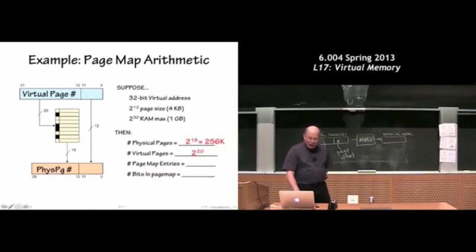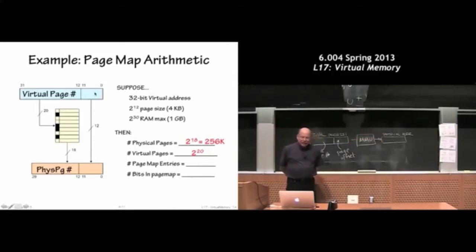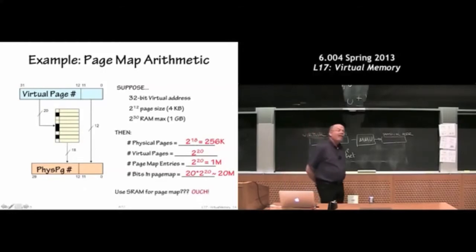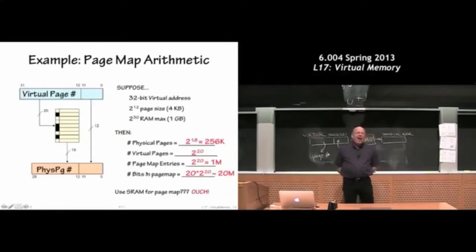So together, the virtual page number and the page offset cover the entire virtual address. We have 2 to the 20th pages, so 2 to the 20th page map entries. And we need 18 bits plus the R bit plus the D bit, so about 20 bits per entry. So we have about 20 million bits of information in our page map. That's actually not a small piece of DRAM.